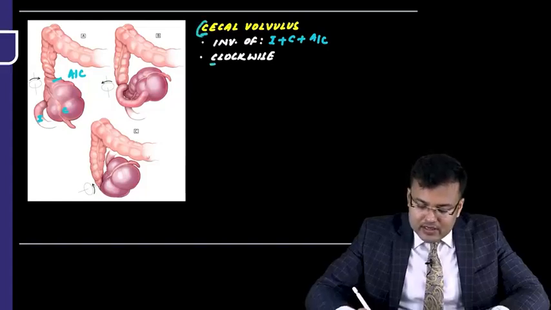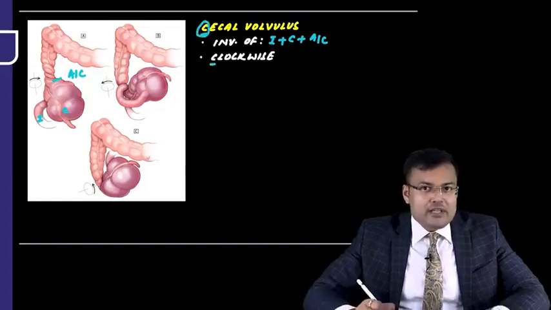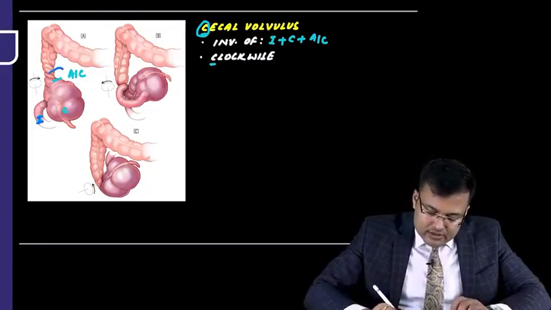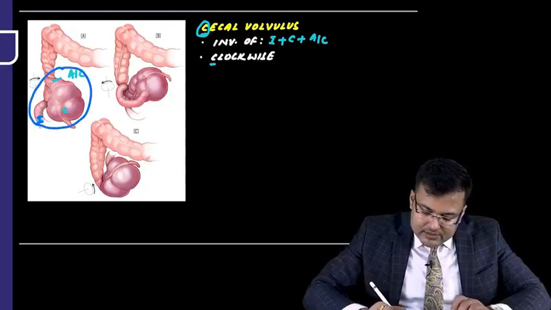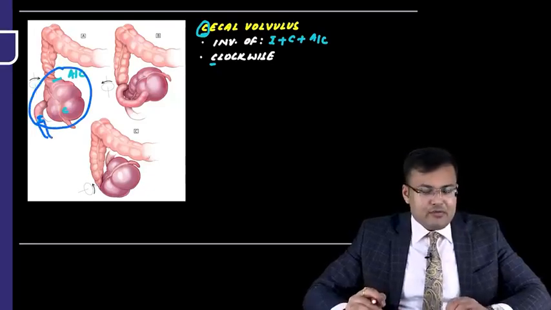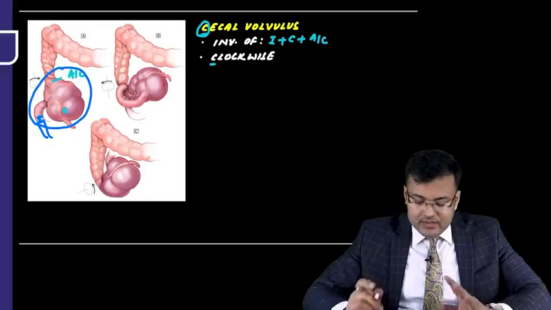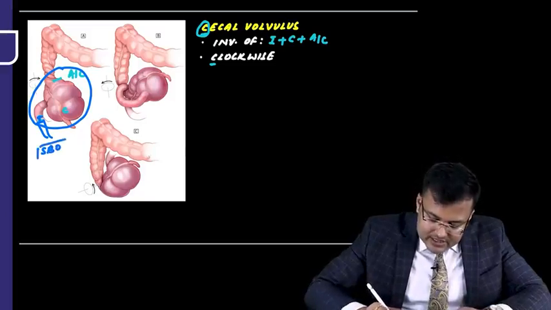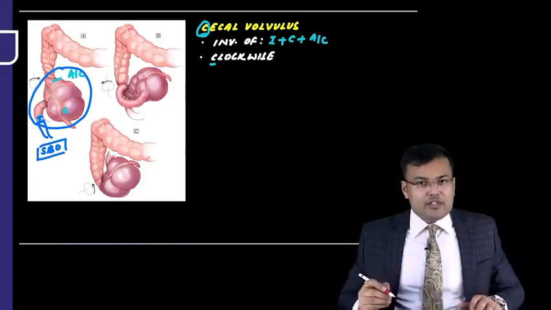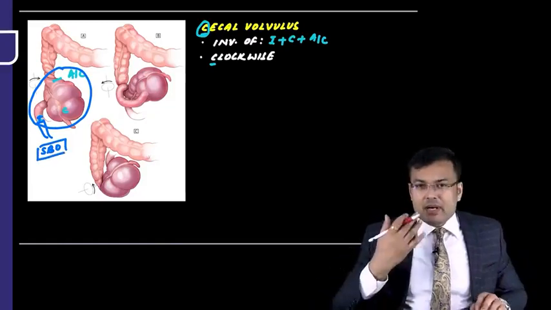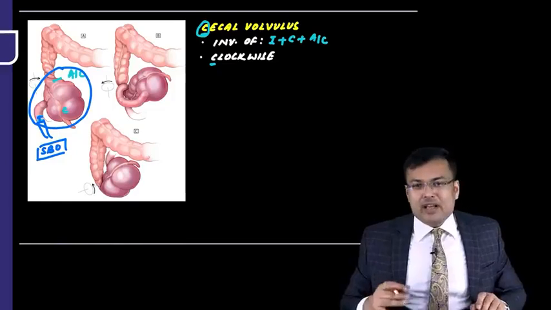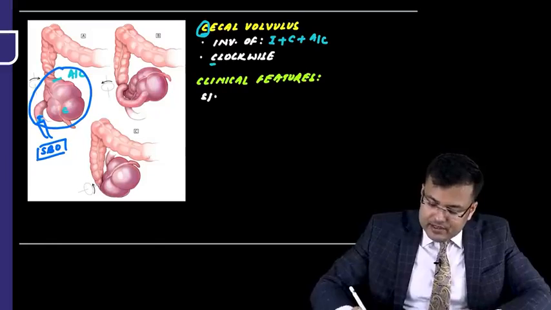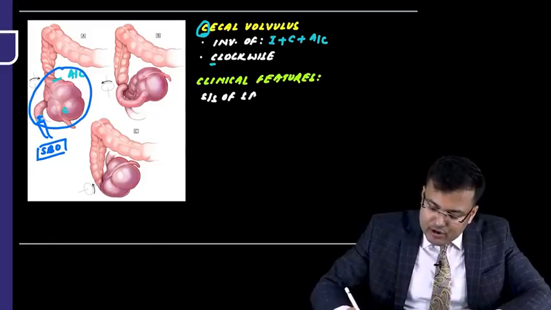How to remember? It starts with C. So it is clockwise. In this image, you can see the twisting starts from ileum. So whenever twisting starts from ileum, these patients will present with signs and symptoms of what? Ileal obstruction. Important point, clinical features: patients will have signs and symptoms of small bowel obstruction. So there is colicky pain, multiple episodes of bilious vomiting, and non-passage of feces and flatus. So here, the patient presents with signs and symptoms of small bowel obstruction.